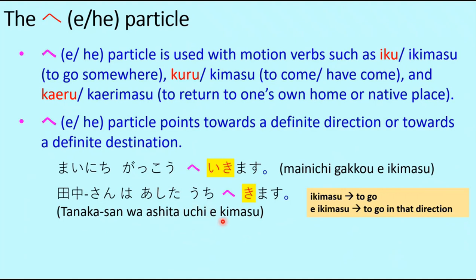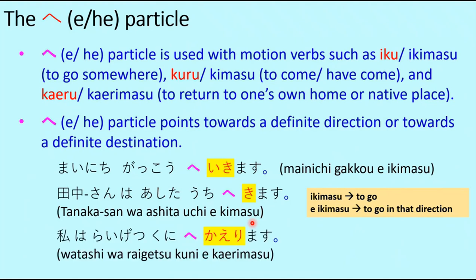So since I am referring to kimasu, that means someone has to come to the place from where this sentence is being said. So this sentence is being said by me and I am at my home. So that's why Tanaka-san wa ashita uchi e kimasu. That means Tanaka-san will come to my house tomorrow. So this is the difference between ikimasu and kimasu. Ikimasu is to go somewhere or to go in some direction, and kimasu is to come to my place.